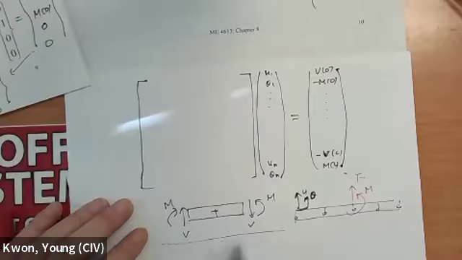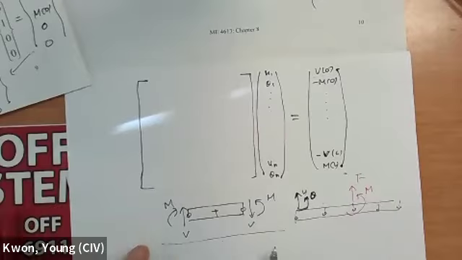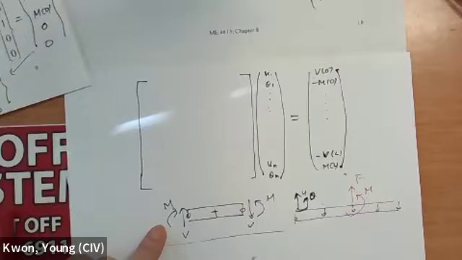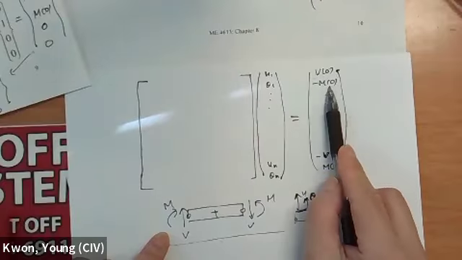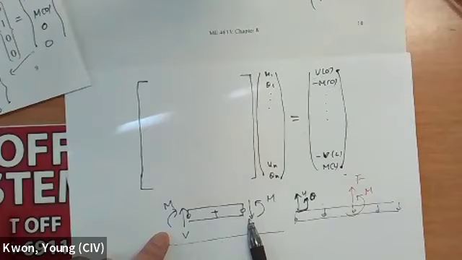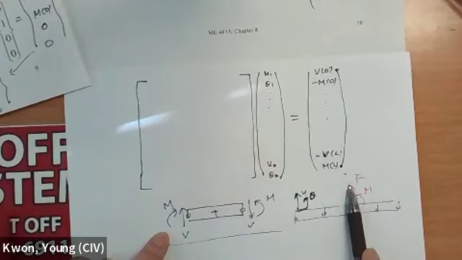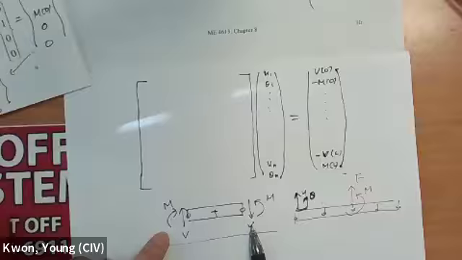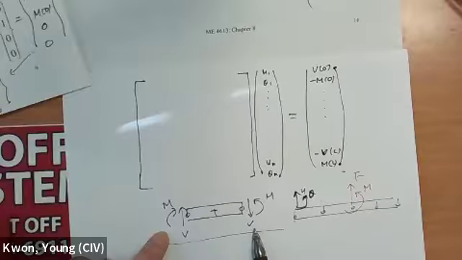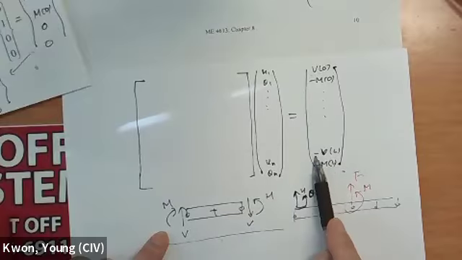So if you look at this one, compare with that one, then you see the moment in your sign convention is opposite of the finite element. This is the clockwise, this is the counterclockwise. So that's why you got the negative sign. And on the right side, I have force upward positive, but shear force is downward in sign convention. So that's why it becomes minus sign.